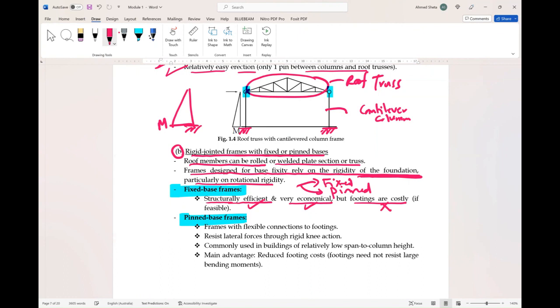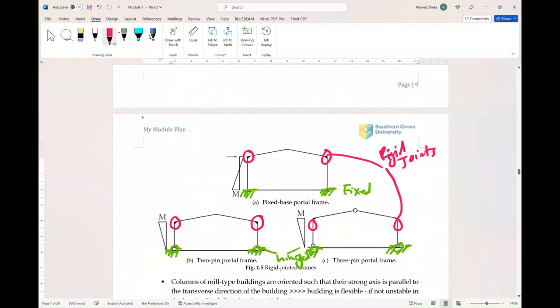For bent-base frames, the frame has a flexible connection with the footing. It resists lateral forces through rigid knee action, and is commonly used in buildings with a relatively low span to column height ratio. The main advantage is reduced footing cost. The footing need not resist large moments. So no large moment on this type of footing. This is the main advantage of this type of base.